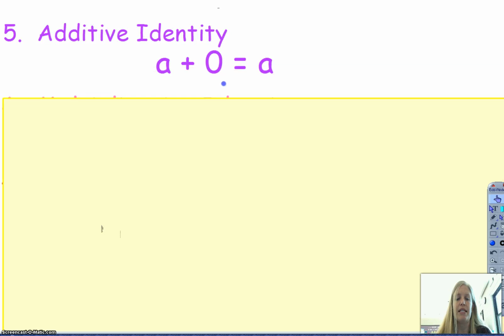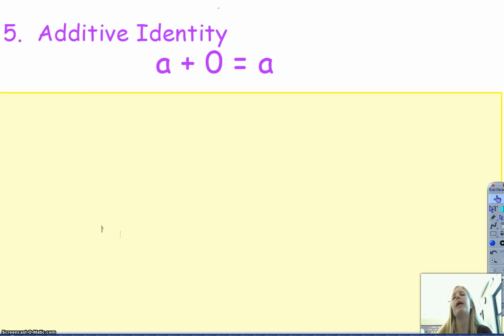Property number 5 is the additive identity property. Identity properties are like mirrors. So you want to start with A, some number, and you want to do something to it and get A back, because when you look in a mirror, you see yourself. So what we do for addition is we add 0 and we'll still keep A. Okay, so you still see the A there.